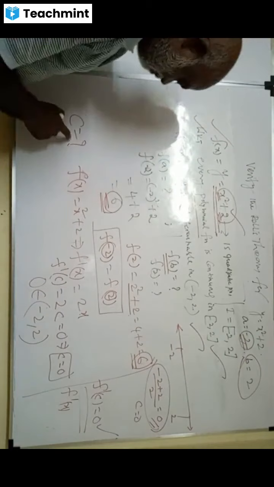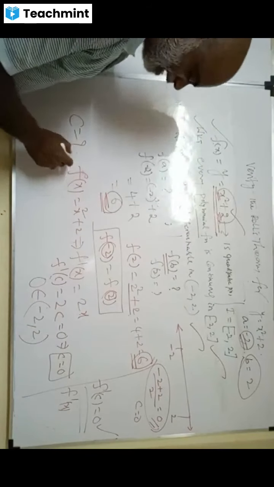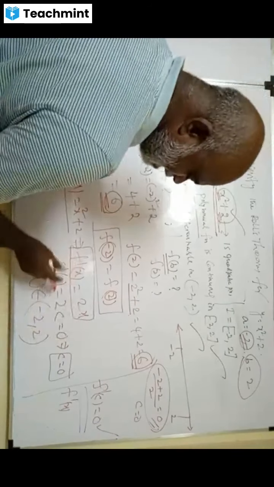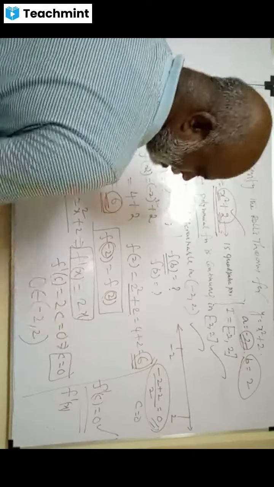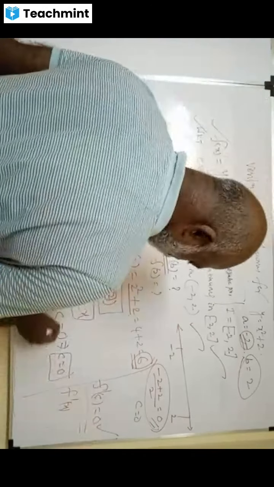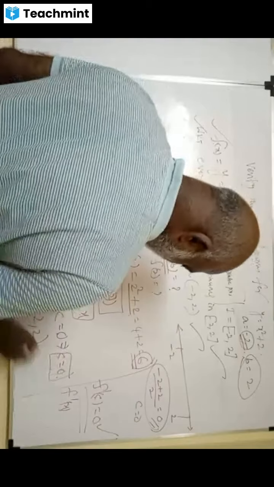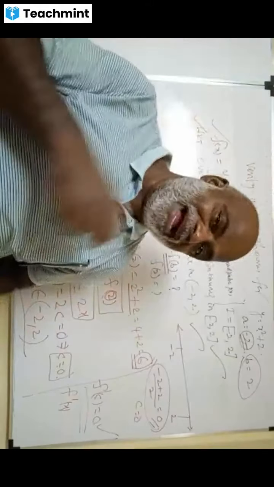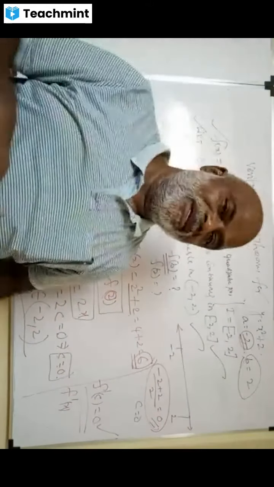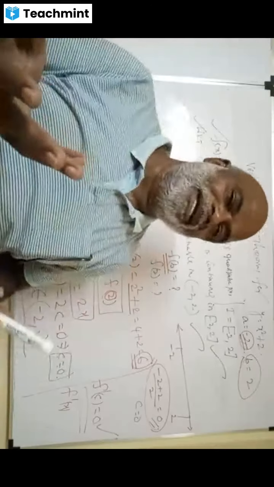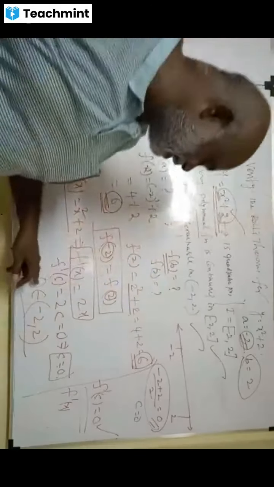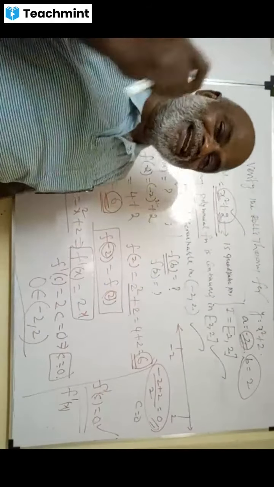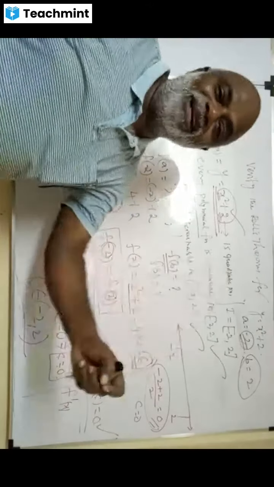To find c, take f of x, write f dash x, then substitute x equal to c, f dash c. 2x becomes 2c, and it is given that f dash c equal to 0, therefore 2c equal to 0, which implies c equal to 0. That means the tangent is parallel to the x-axis at x equal to 0. So there exists a c, that is, there exists 0 in the interval minus 2 to 2, at which the tangent drawn to the curve is parallel to the x-axis.